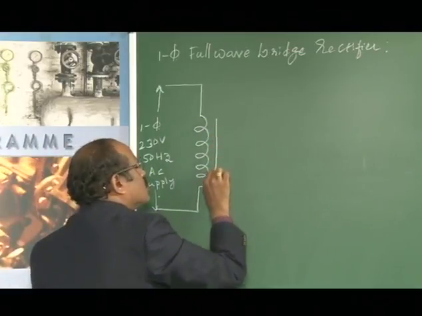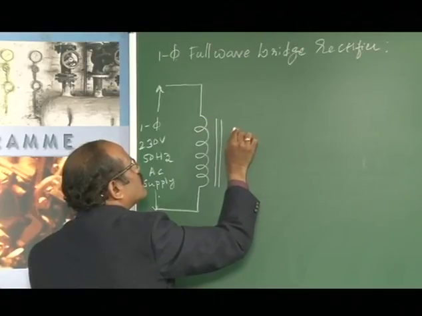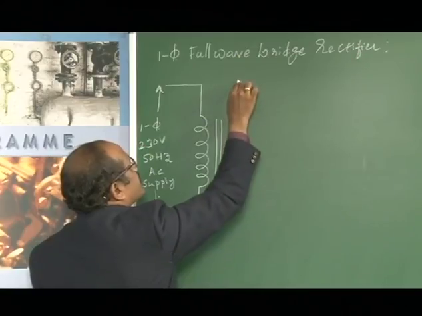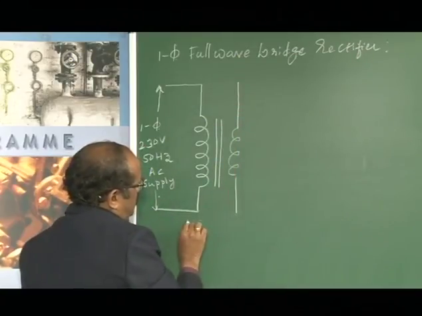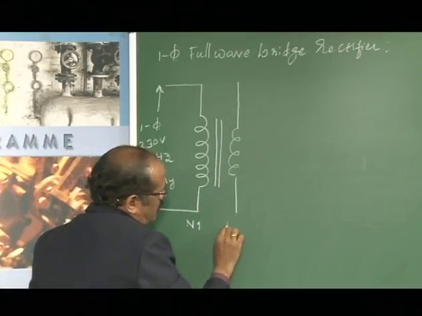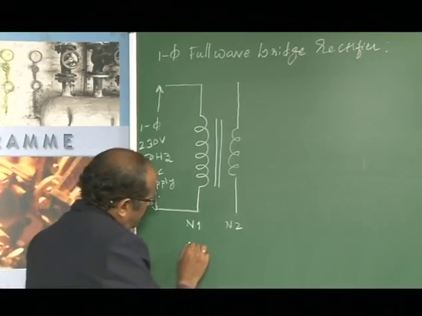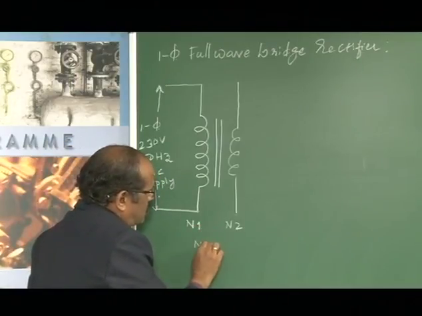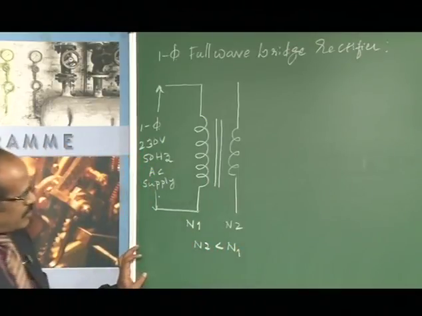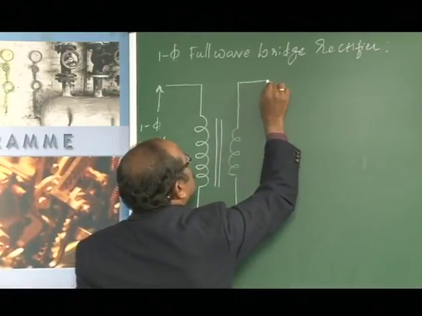Then we have an iron core over here, and then a secondary here. Please note that this is the secondary voltage. N1 represents the number of turns on the primary, and N2 represents the number of turns on the secondary, and always for a step down transformer N2 will be less than N1, that is, the number of turns on the secondary will be less than the primary.